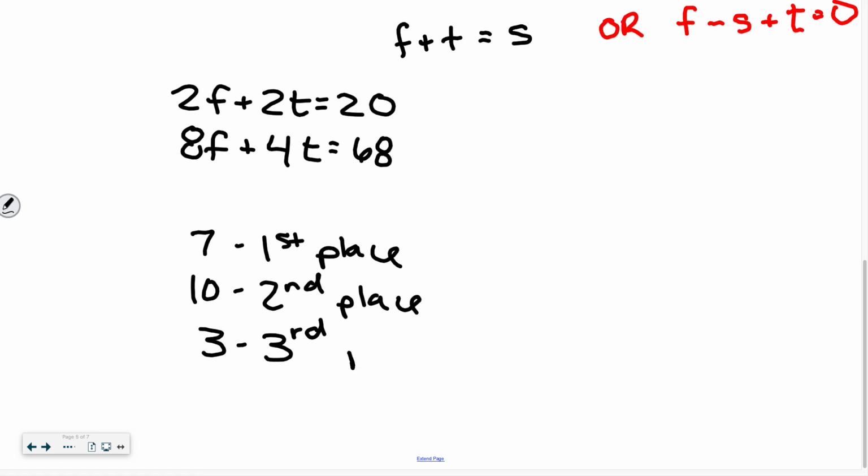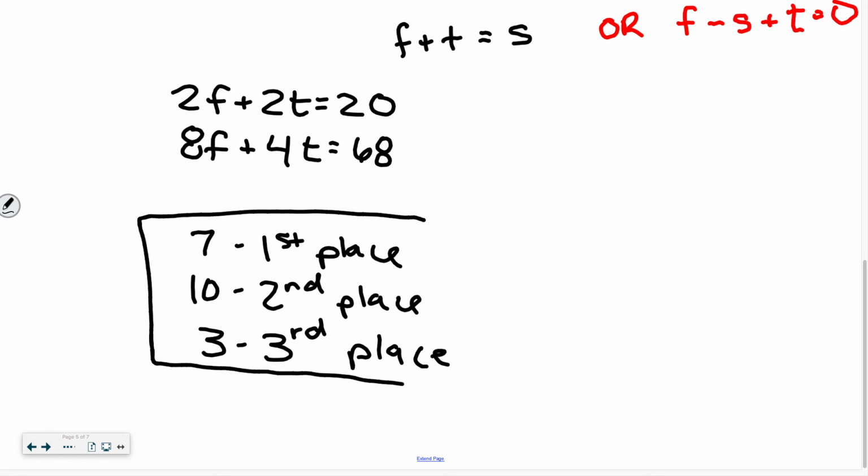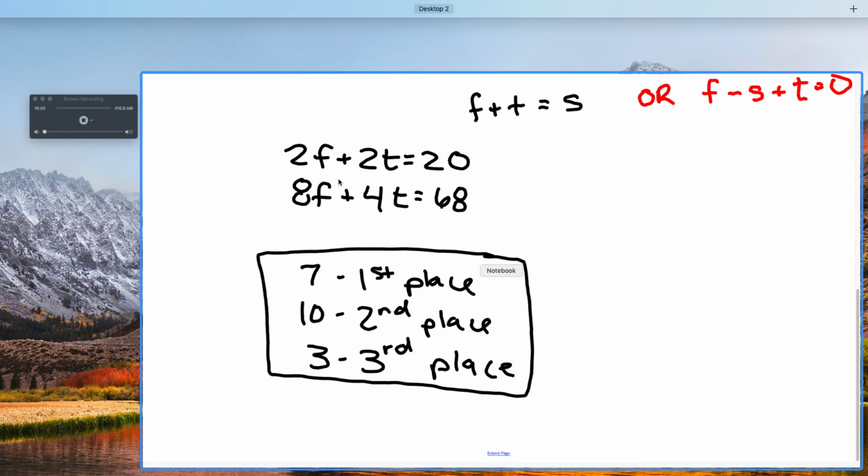Everybody should be working on some form of pre-calculus until the bell rings. Whether you're finishing this problem, starting the second example on the first page, or working on your homework.